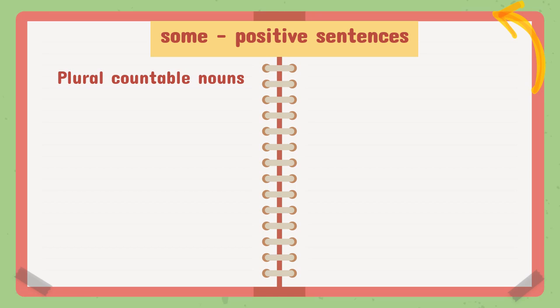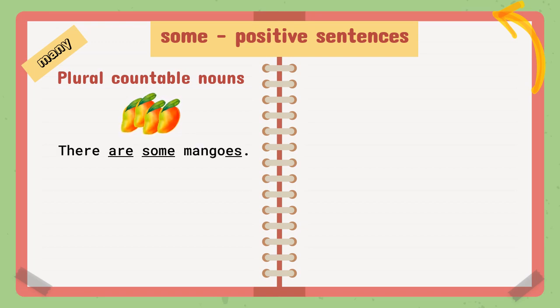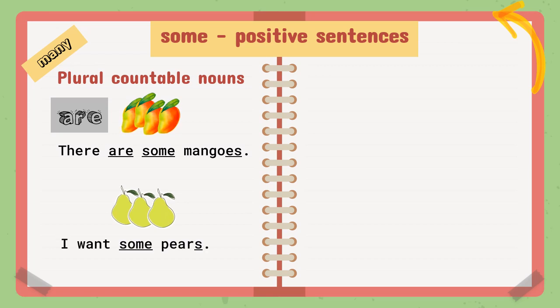So what is plural again? Many. Alright, good. For the first sentence, we will use there. There are some mangoes. We need to use are because there are lots of them. Second sentence. I want some pears.